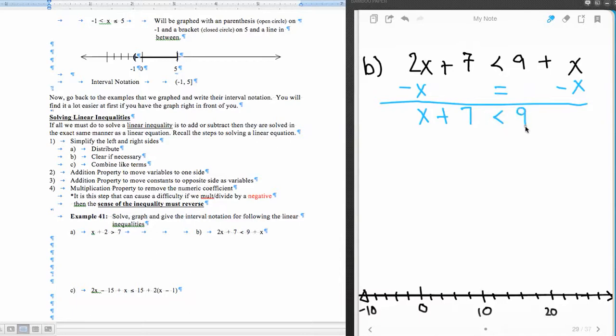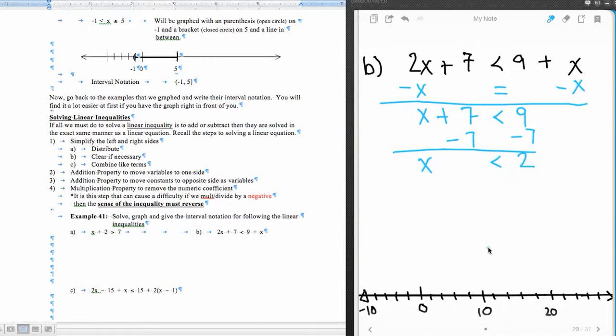So we add the opposite of x to both sides, getting x plus 7 is less than 9. Don't forget to carry on the inequality. Now moving the numbers, we add a negative 7 to both sides, and now we have x is less than a positive 2.